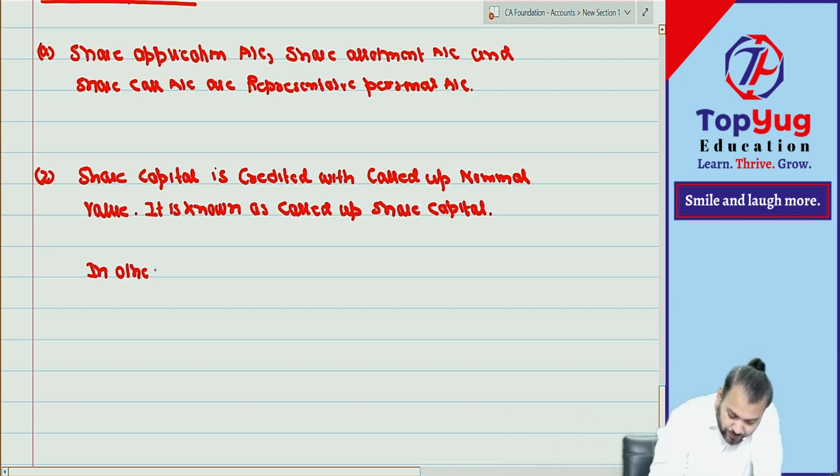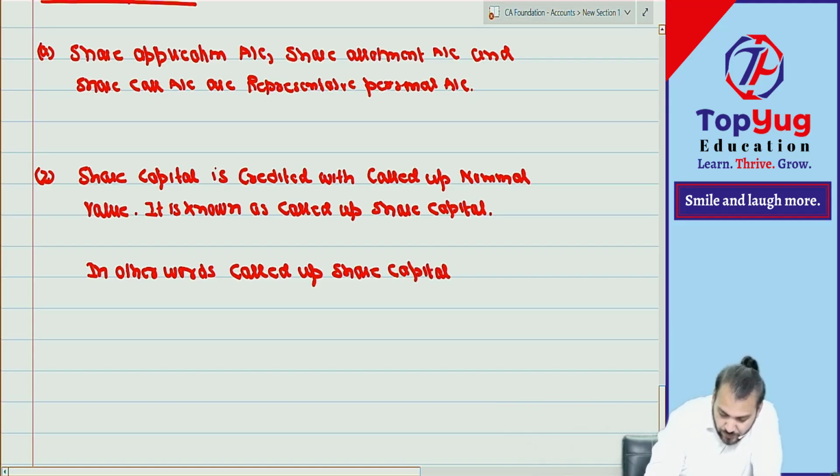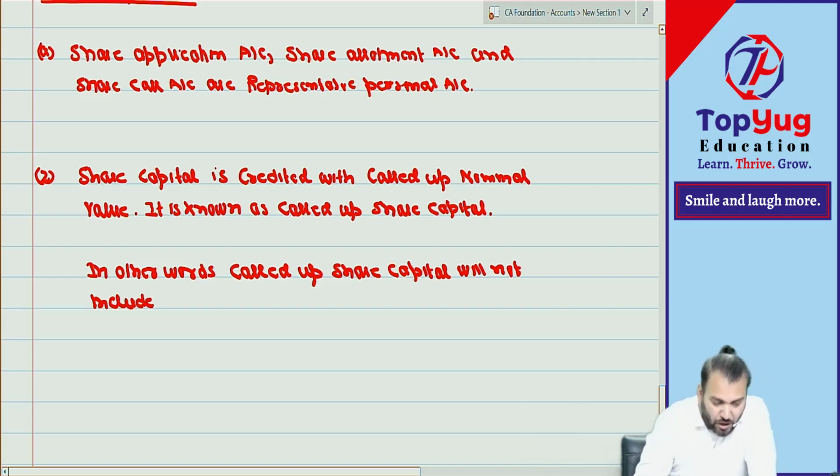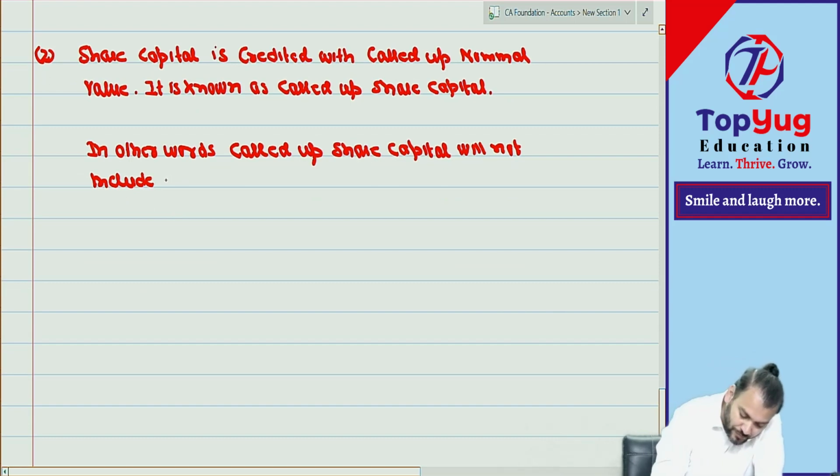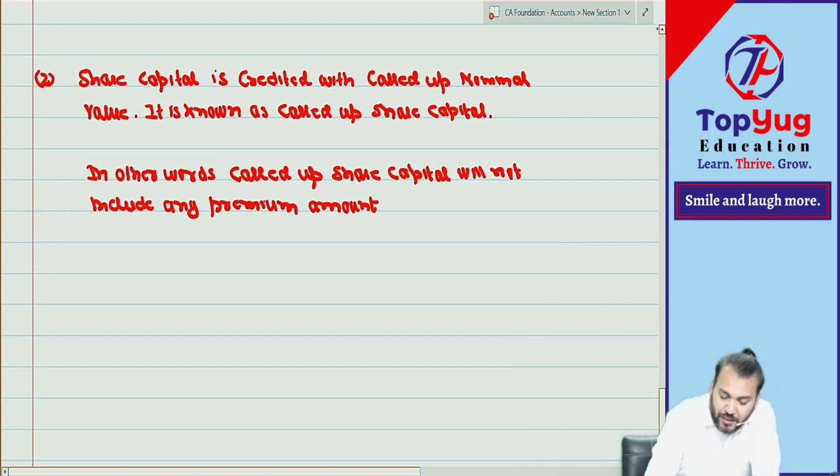In other words, called up share capital will not include what? Will not include any premium amount. Now, okay. Will not include any premium amount.